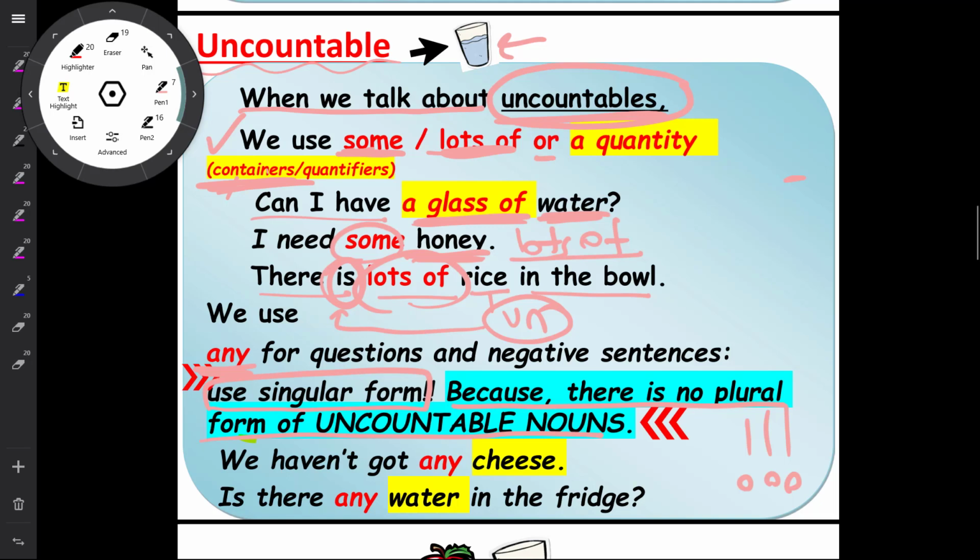So it should be singular. Don't forget. We haven't got any cheese. Any cheese. There is no other option. Is there any water in the fridge? This is a question. Water is uncountable and this is a question, so we can use any. Okay?